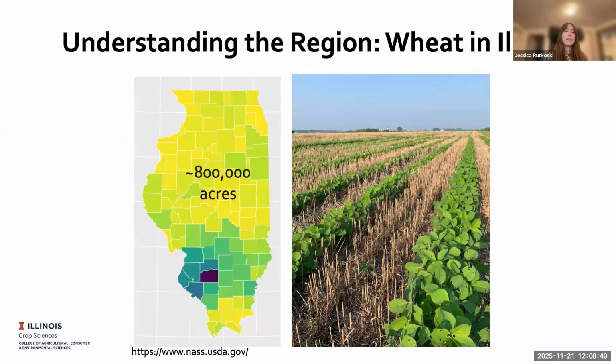First of all, I think the key thing for any beginning breeder, if you're inheriting a program or starting a new one, is just to understand the region, to understand the environment that you're serving.